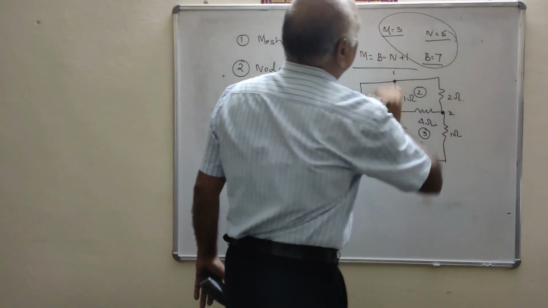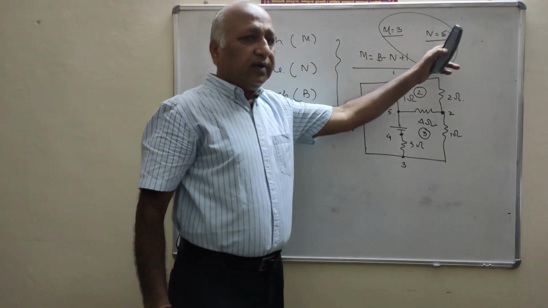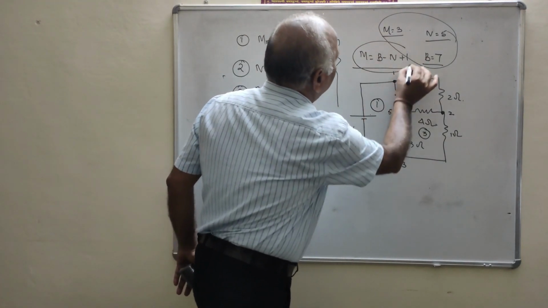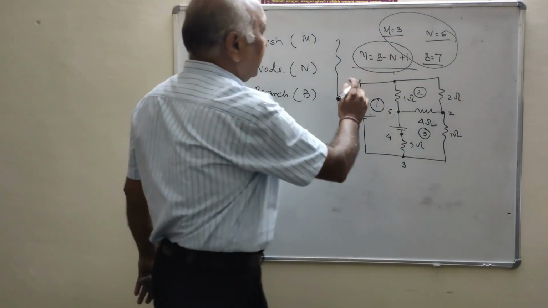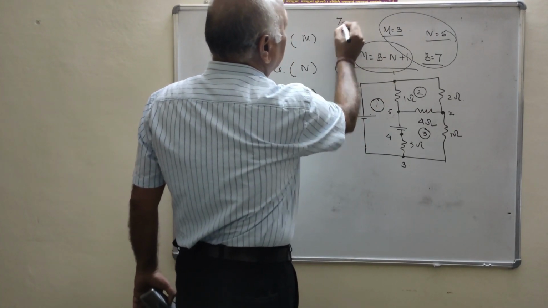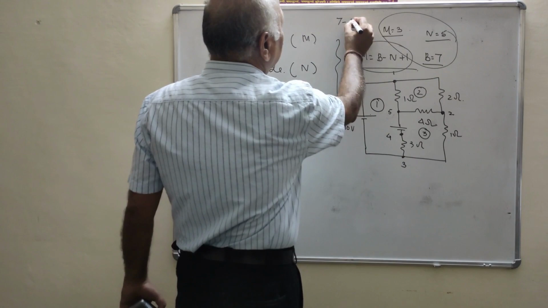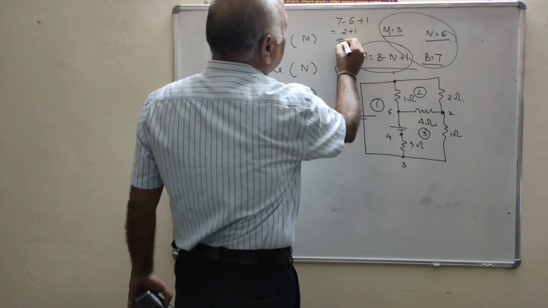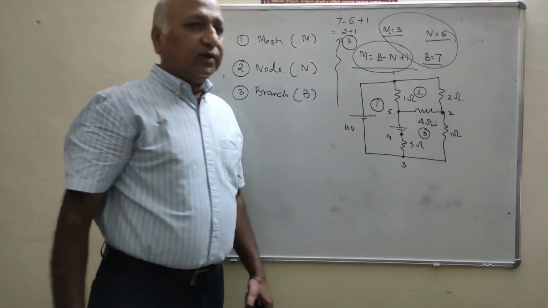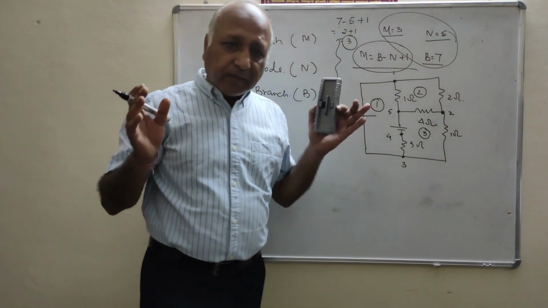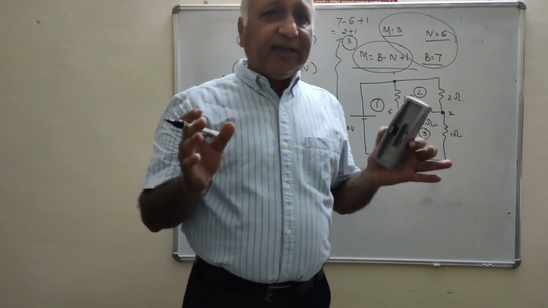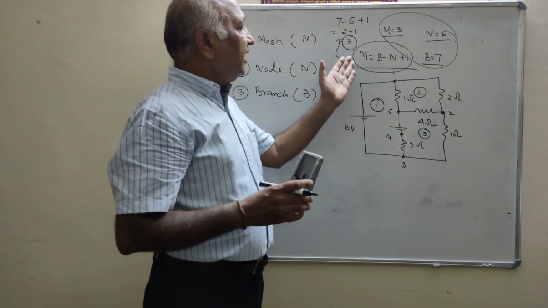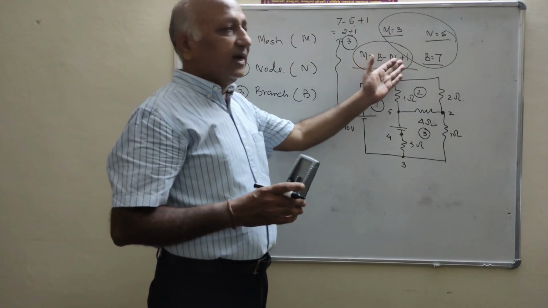Now if we select the mesh, the node and the branch, we will confirm that it fulfills M is equal to B minus N plus 1. Please put the values. What is the value of B? 7. What is N? 5. So 7 minus 5 plus 1; 7 minus 5 is 2, plus 1, that is equal to 3. So today we discussed the KCL, KVL, mesh, branch, node and the relation between them, that is M is equal to B minus N plus 1.